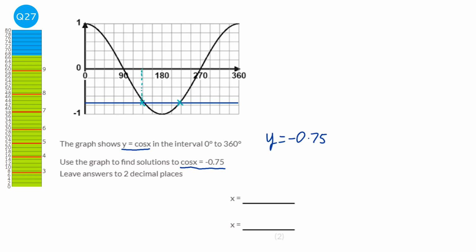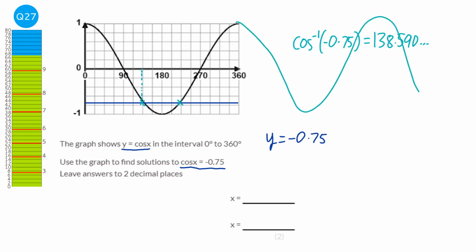Okay? Now, we need to work out what one of these points is, and the way we do that is we do the inverse cos of the minus 0.75, and we do that on a calculator, 138.590, blah, blah, blah. Now the problem with calculators is they will only ever give us the first solution, so this solution here. They can't give us all the solutions because there are infinite solutions, because this graph is going to go on forever, waving up and down, okay, and crossing that line which we've drawn in blue on the graph. So it gives us the first one.